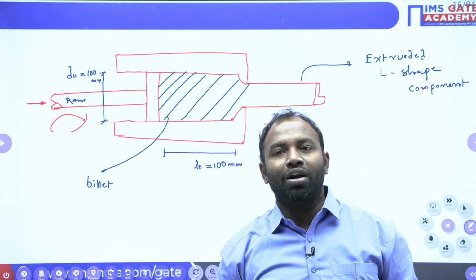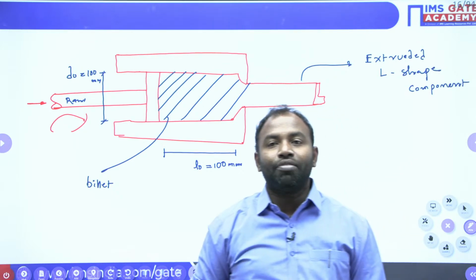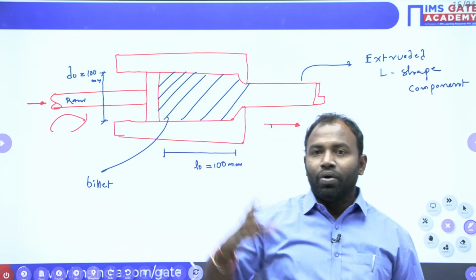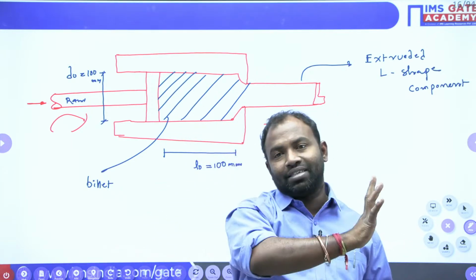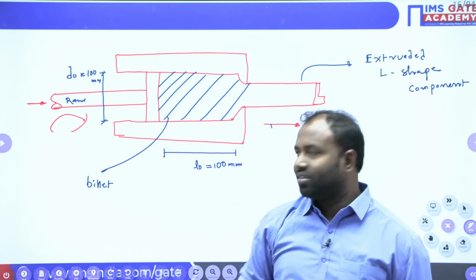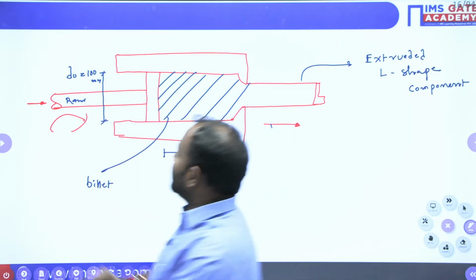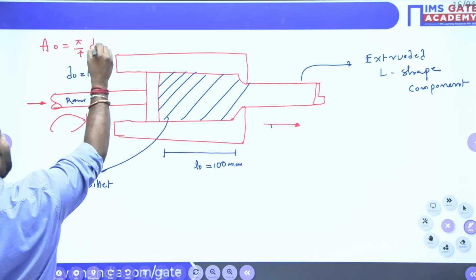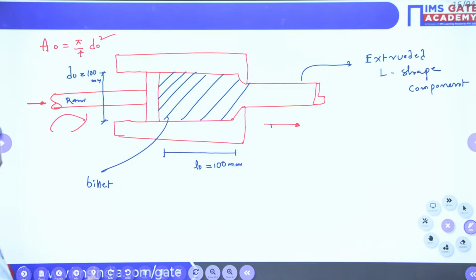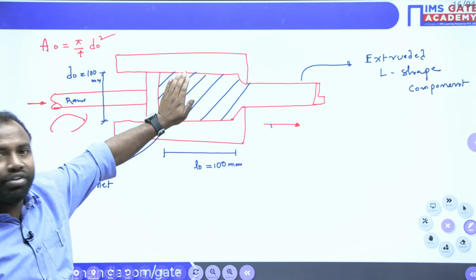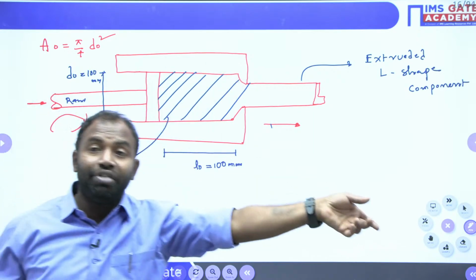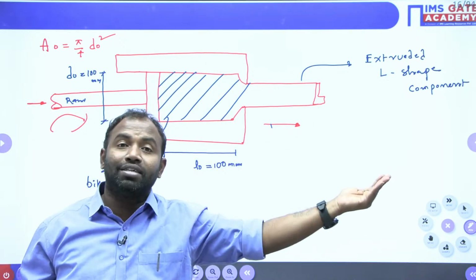Hope you understand all. Initial area is larger, so the force required is also more, hence initial. Whatever area you are applying the pressure on, that area you have to consider, Bhushan. What is the initial cross section area here? A naught is equal to pi by 4 d naught square. So from where are we applying the pressure? On the billet we are applying, not on the component. But in the wire drawing operation, on the component we are applying at the front side. That is why the final cross section area has to be considered.